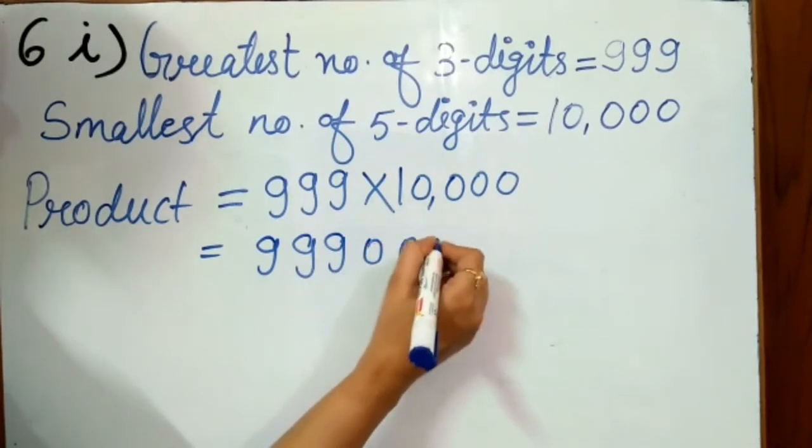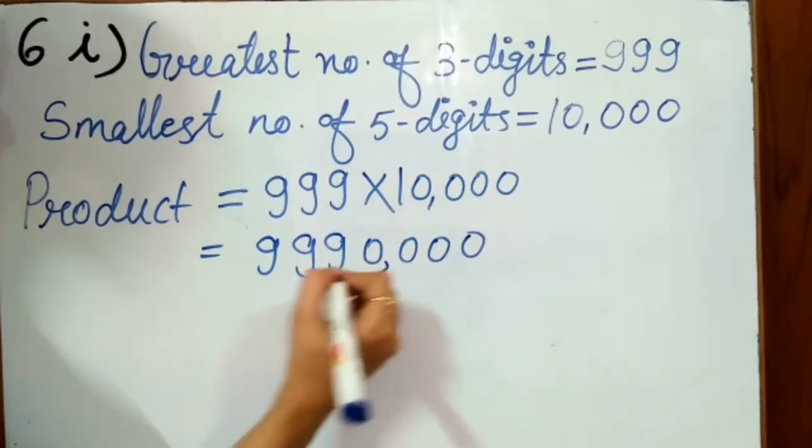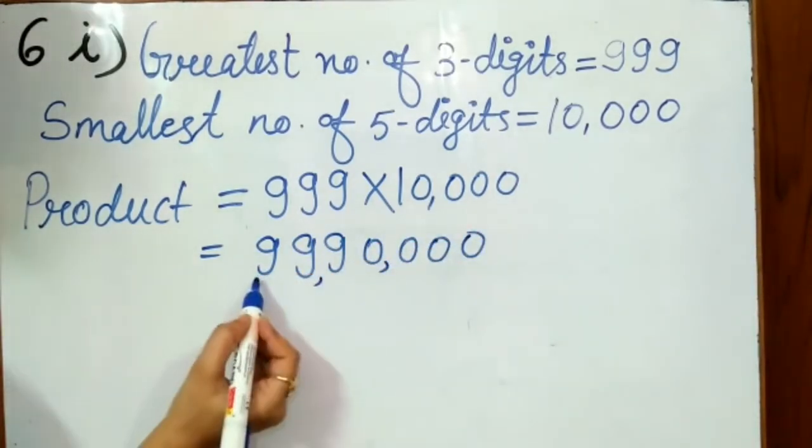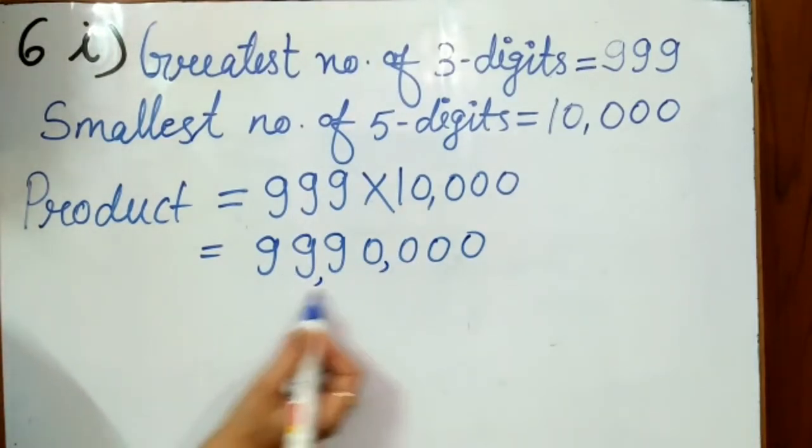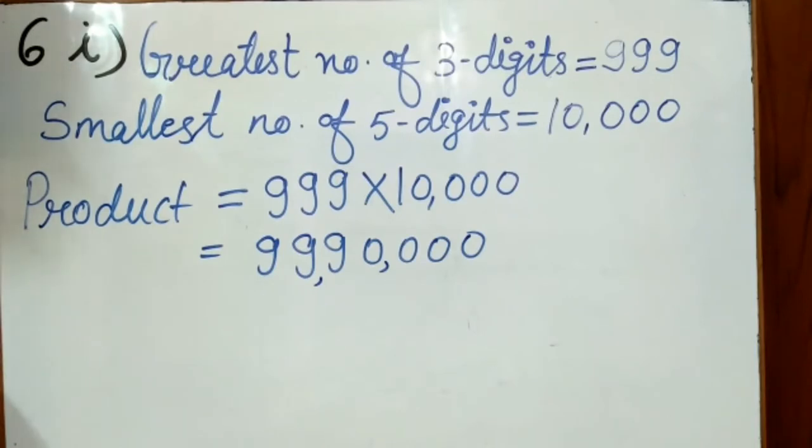After multiplication, we will get 99,90,000 and it is your answer. Understood?